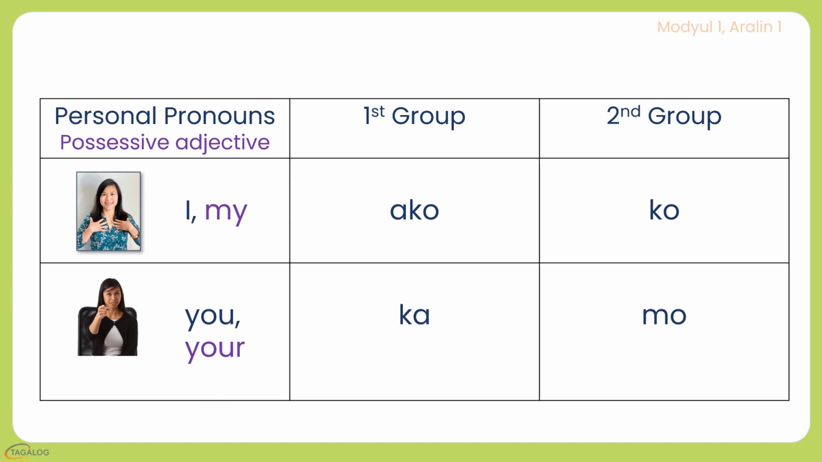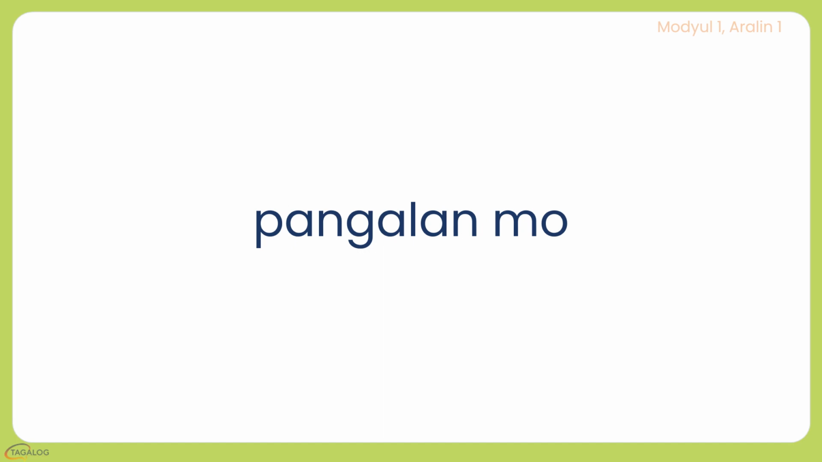As you can see, ko can also be my, which is a possessive adjective. Meanwhile, mo can be your. Therefore, to say your name, we say pangalan mo. Pangalan mo.